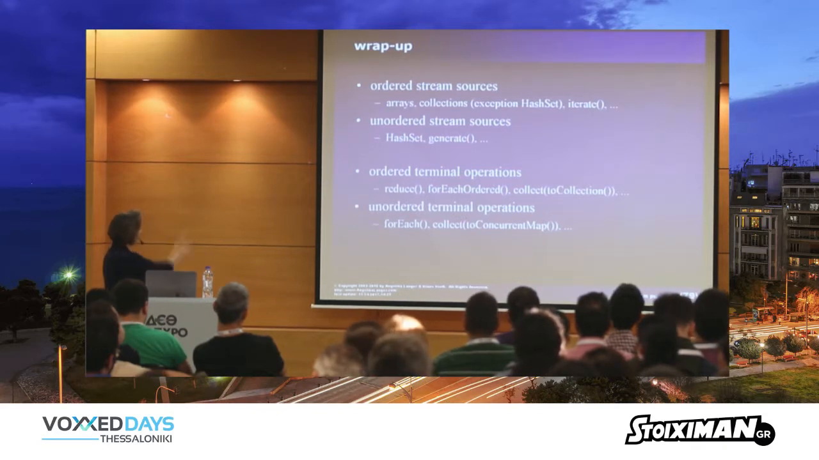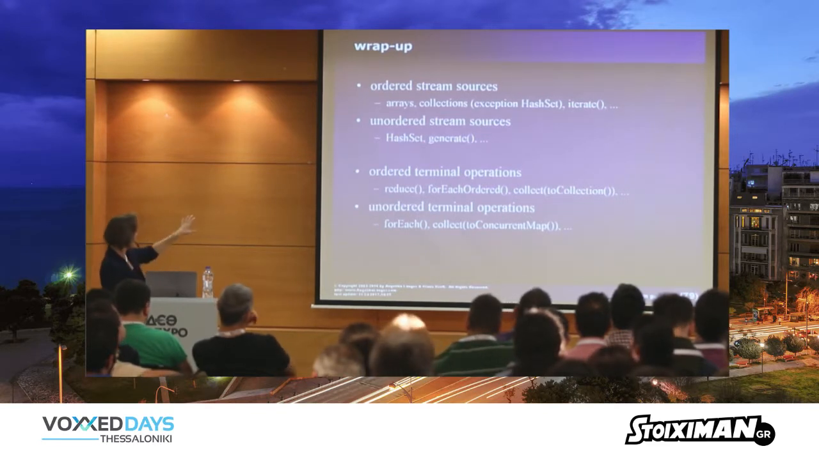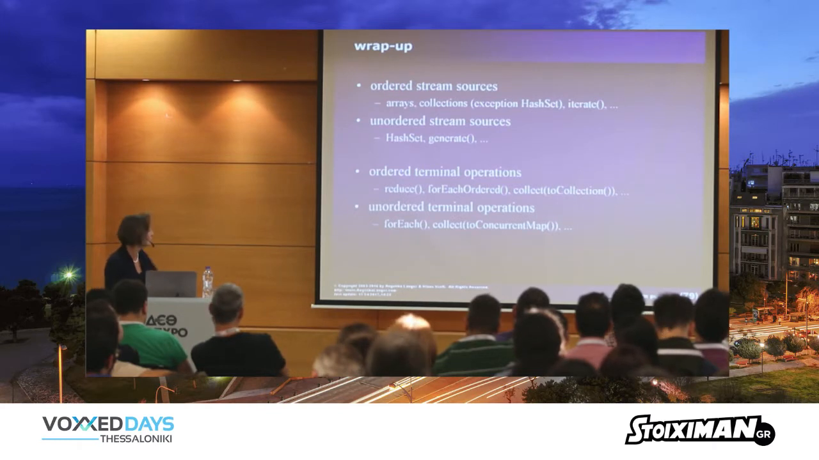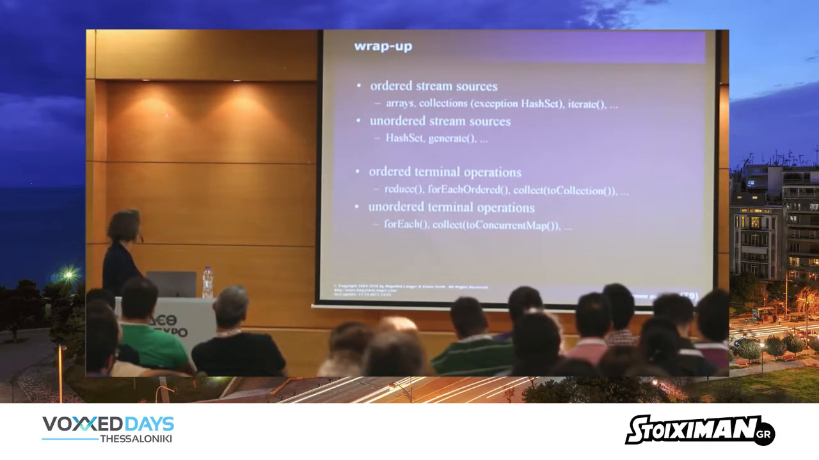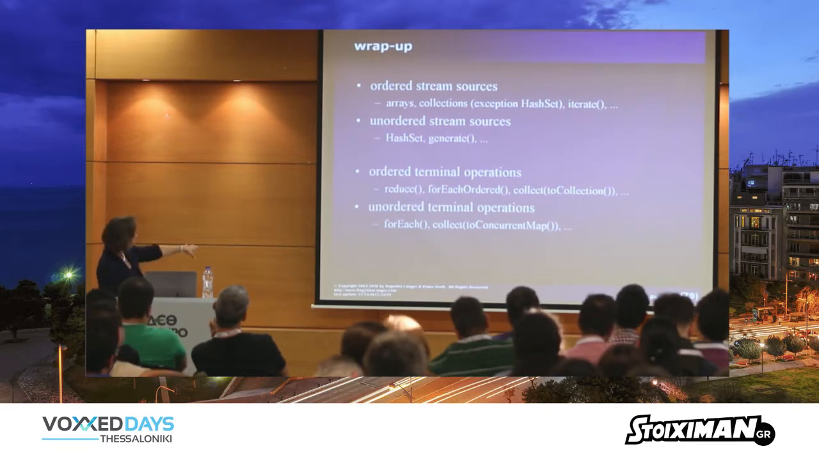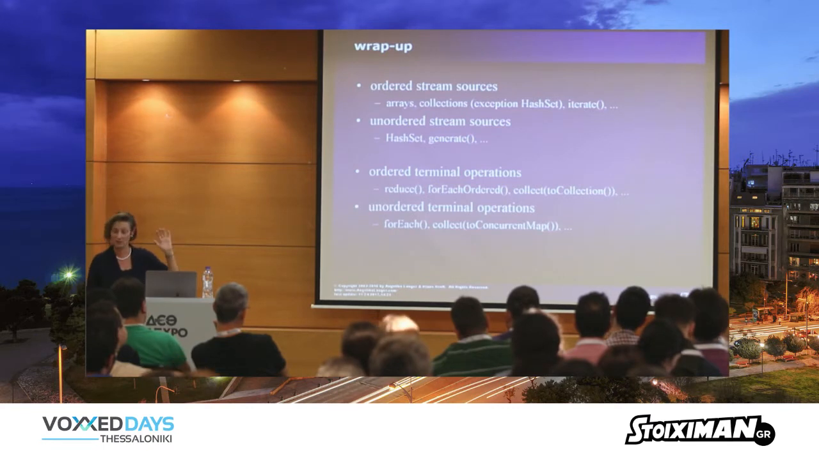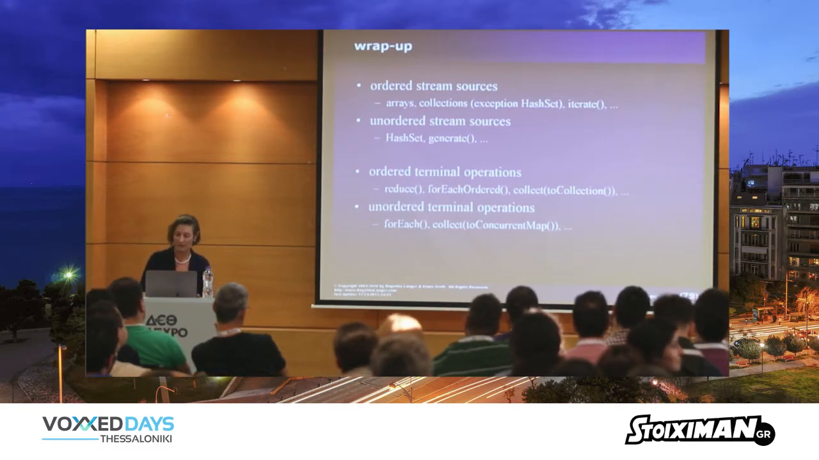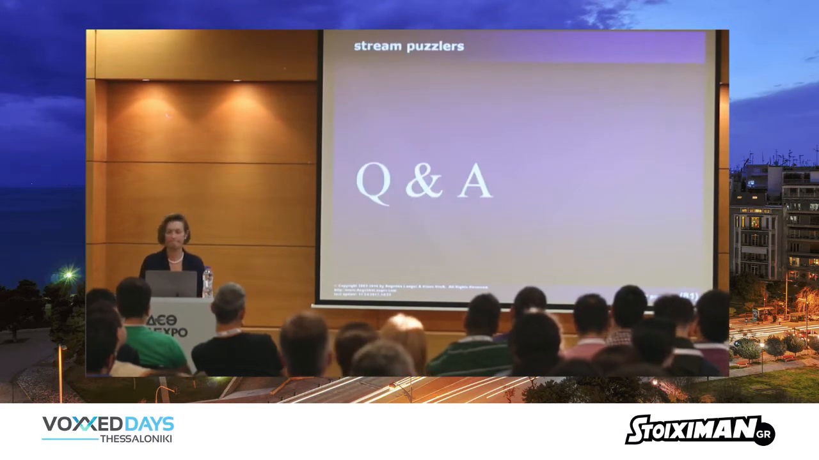Regarding ordered streams, we've seen arrays, collections, all collections except HashSet, and the result of iterate is ordered. Examples of unordered streams are HashSet and what generate produces. And the ordered terminal operations are reduce, forEachOrdered, and collect, provided you use an ordered collector, like toCollection, toSet, toList, for instance. And unordered terminal operations are forEach, collect with toConcurrentMap, or any other collector that has the unordered flag characteristic set.